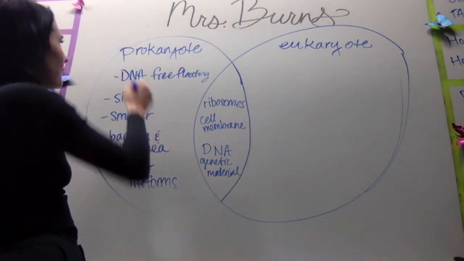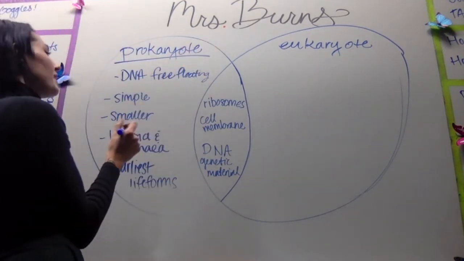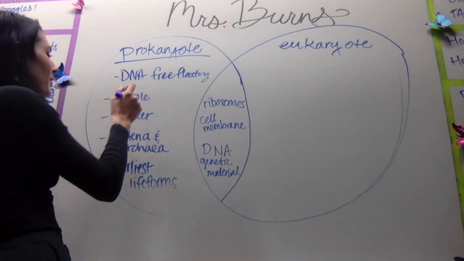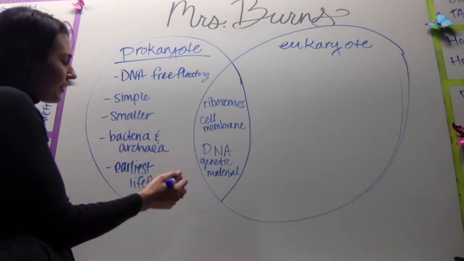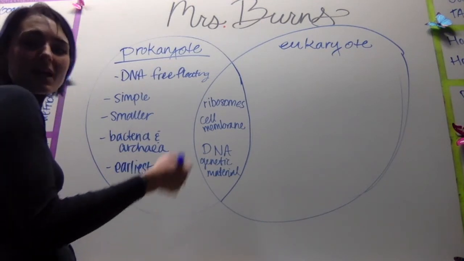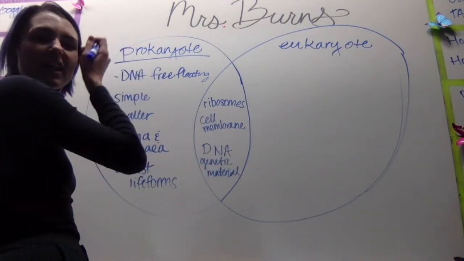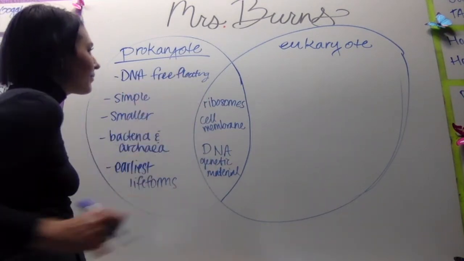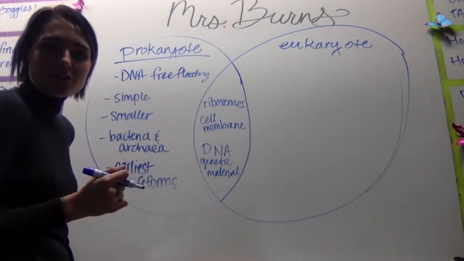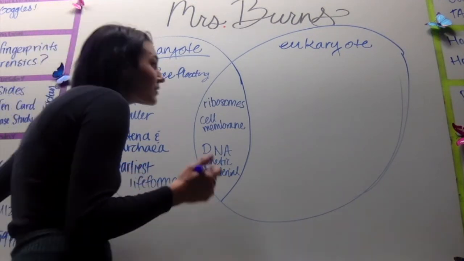So there's quite a few things about prokaryotes. Their DNA is kind of free-floating around inside of them. They're simple, smaller. They are made of bacteria and archaea. They're the earliest life forms. Some of them will have cell walls. Some of them will use like flagella or cilia to move around, but that's primarily the main things that we've got to do about prokaryotes. Now let's look at eukaryotes.